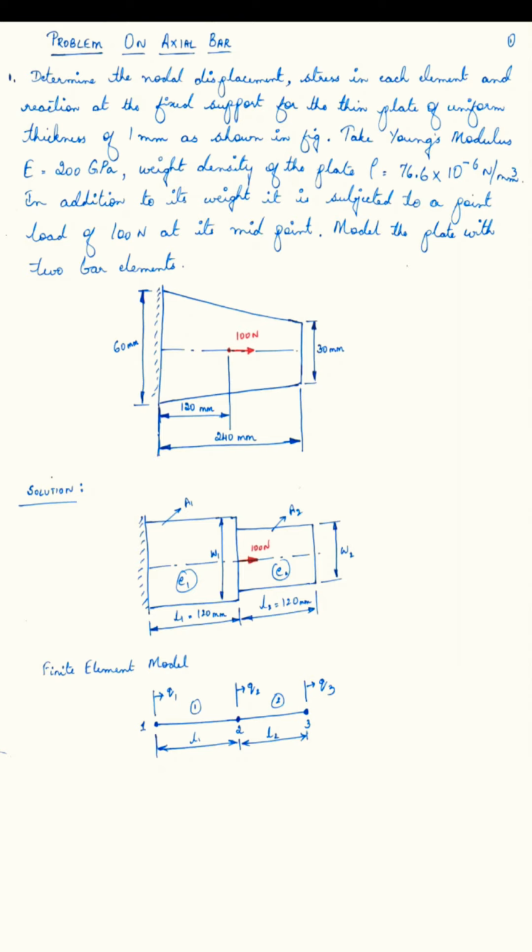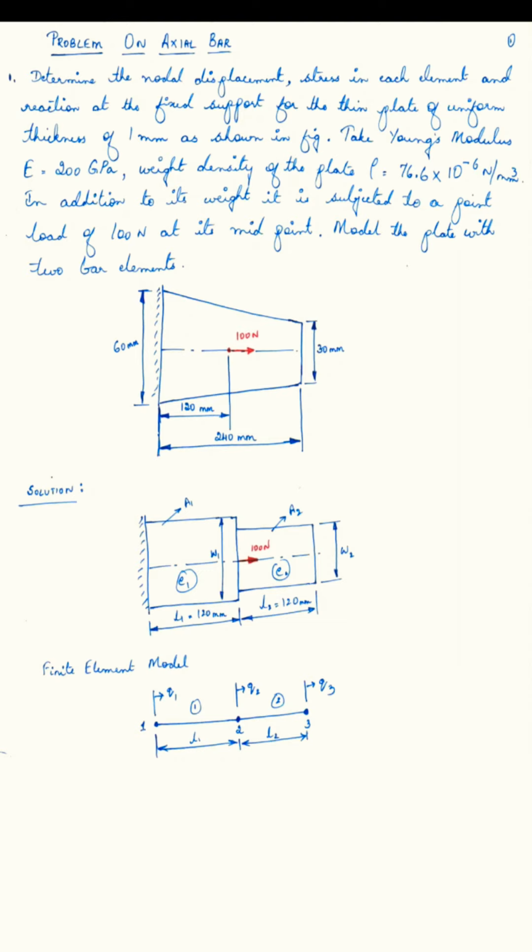The finite element model is simple. It is closely associated with the finite element model of a stepped bar that we formulated in the previous numericals. So node 1, node 2 and node 3, with Q1, Q2, Q3 denoting the displacements at node 1, node 2 and node 3. Element 1 is denoted by the number 1 with a circle around it, and element 2 by the number 2 with a circle around it. L1 and L2 are the lengths of elements 1 and 2.